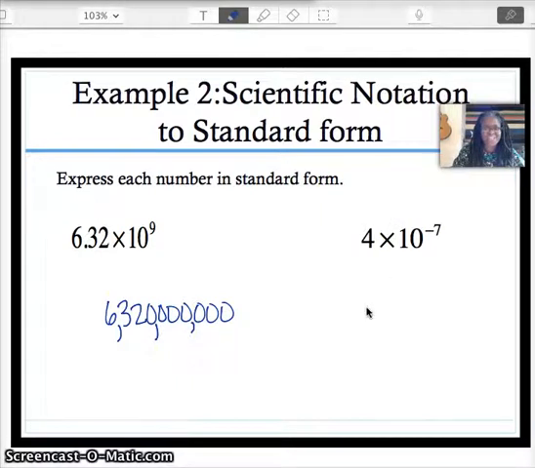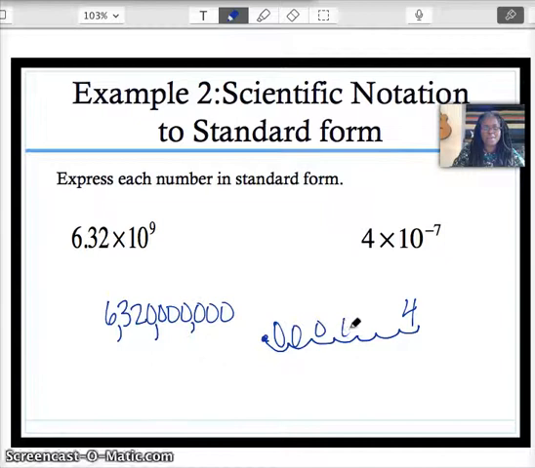All right, let's go on to this example. So this is the standard form of this number. And over here, we have 4 times 10 to the negative 7th. And when I see that negative 7, I know that it's really small. So I'm going to start off with 4, and I'll move my decimal place to the left. So 1, 2, 3, 4, 5, 6, 7. There's a decimal point there.